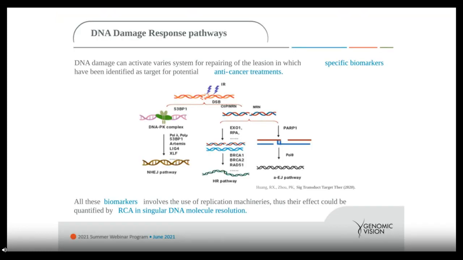As everybody knows, for years, different kinds of biomarkers or proteins have been targeted in order to develop anti-cancer drugs. These fall in many pathways of the cell for the DNA replication and repair system. That can be homologous recombination, non-homologous end joining, and some other pathways. For example, the best known nowadays is PARP1, but there are many others, such as Pol Theta or the BRCA1 gene, that have been used. So all these biomarkers involve the use of replication machinery, and thus their effect can be efficiently quantified by the use of replication combing assay.